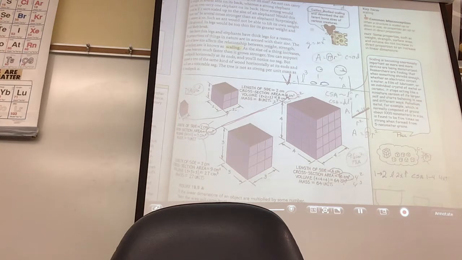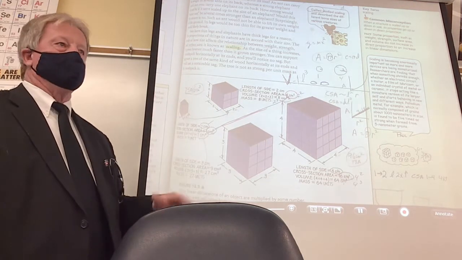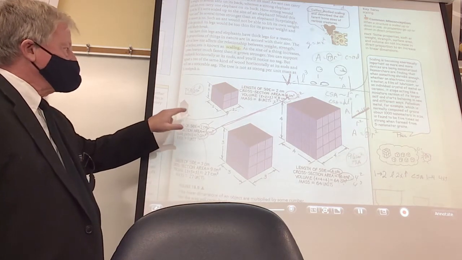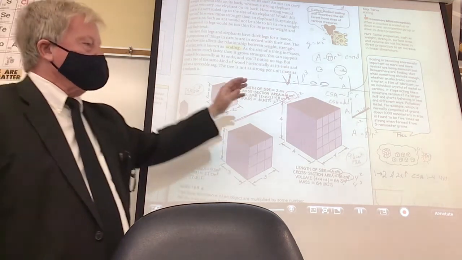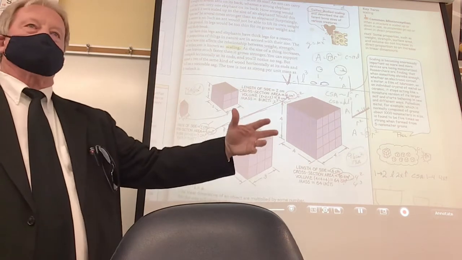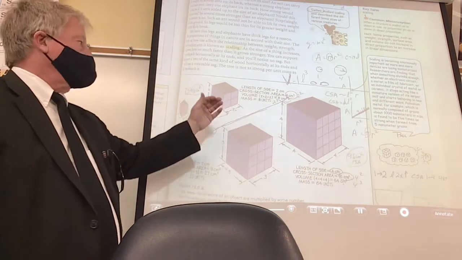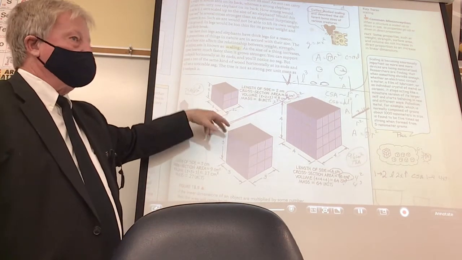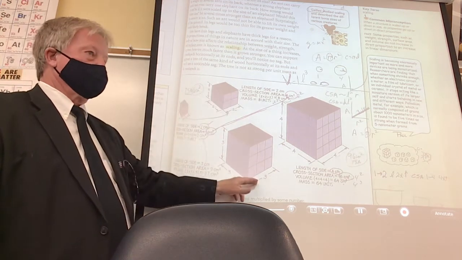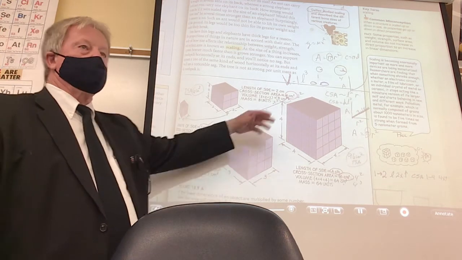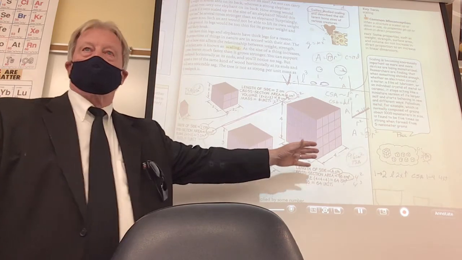Now I want to jump to the next one. In the one-dimensional world, things get either 2 or 3 or 4 times bigger, and the two-dimensional world called area gets how many times again? 4, 9, 16. The square of that, right?